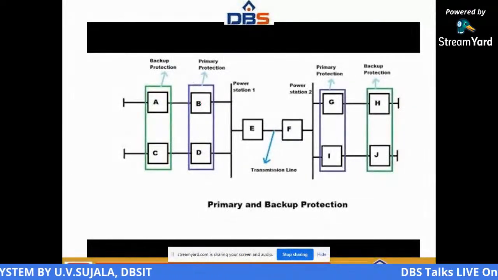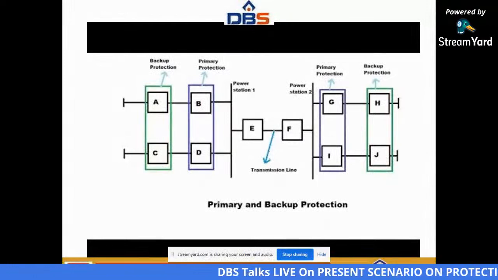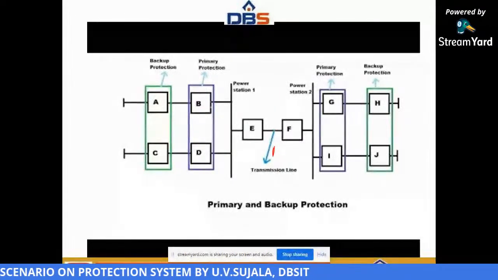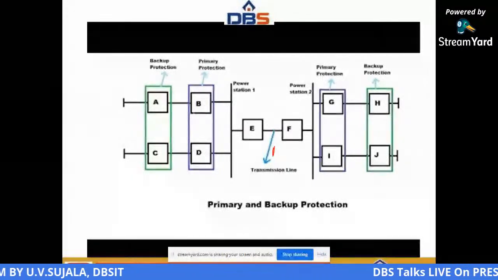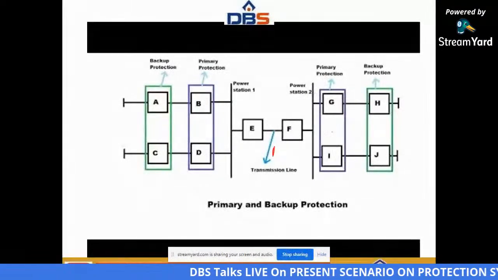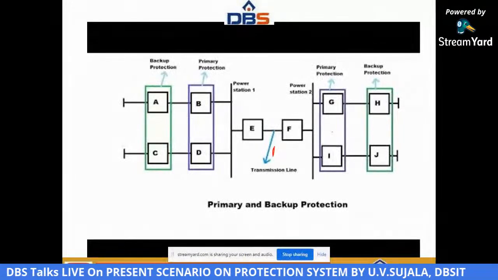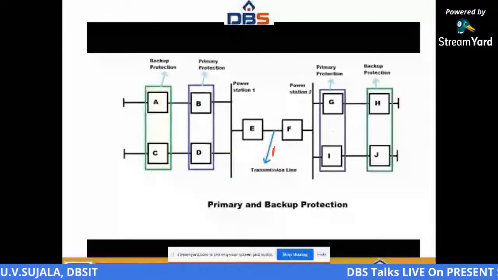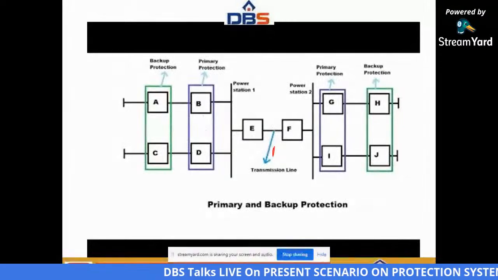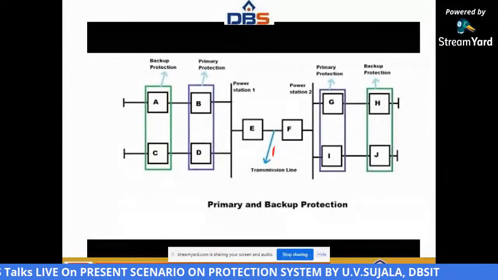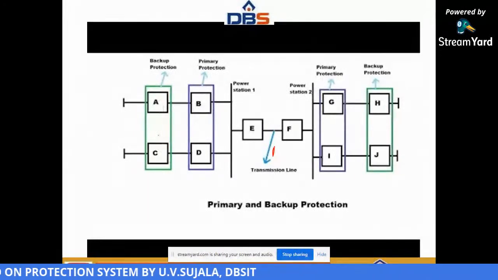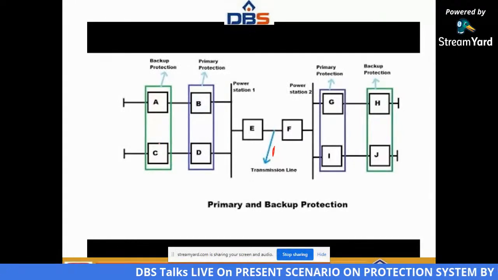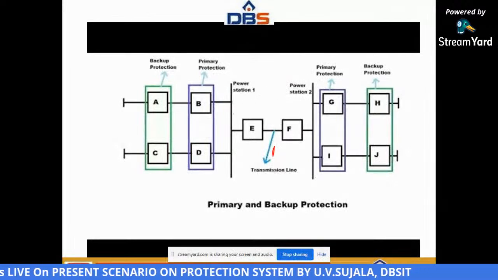Whenever some fault occurs here, first the signals are sent so that the BD relays and GI relays will operate. Suppose these relays do not operate, and suppose there is some 0.3 seconds. Whenever that time is over, then only the backup protection will operate, sending the signal to the circuit breaker to open. You understand? This is the power systems network.